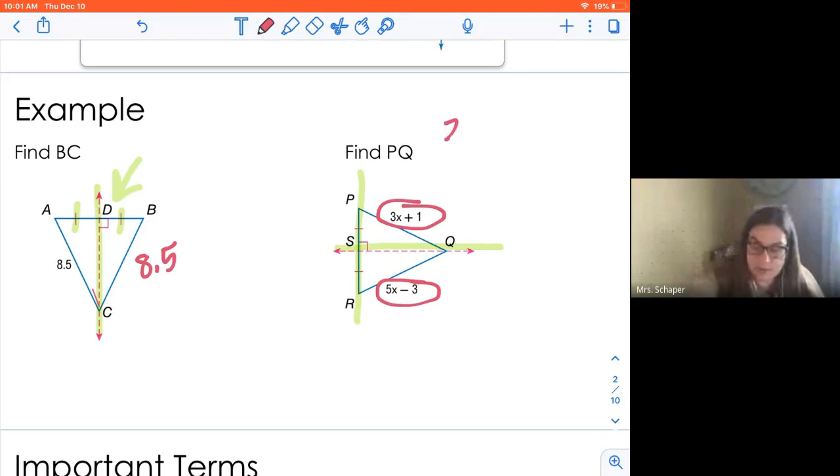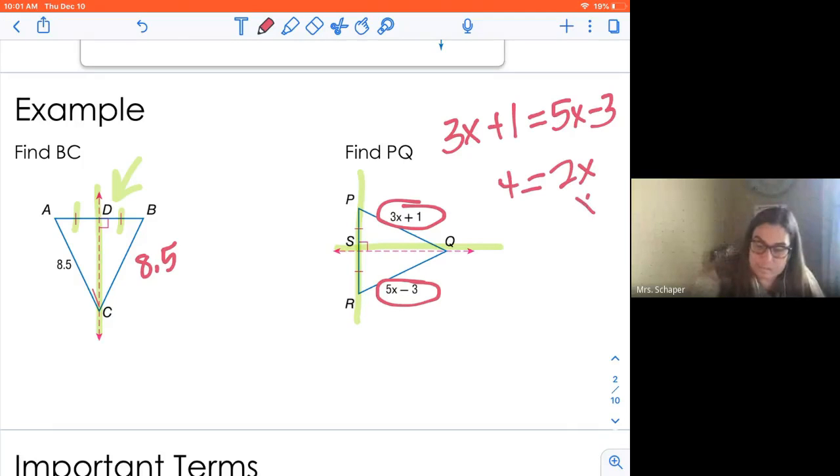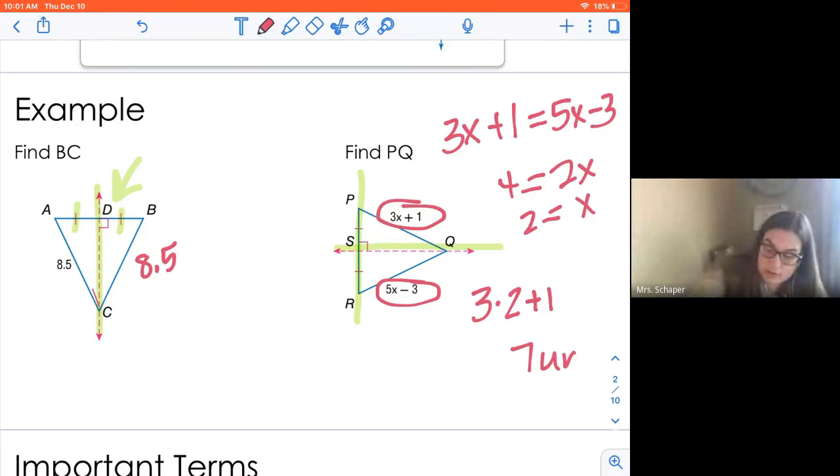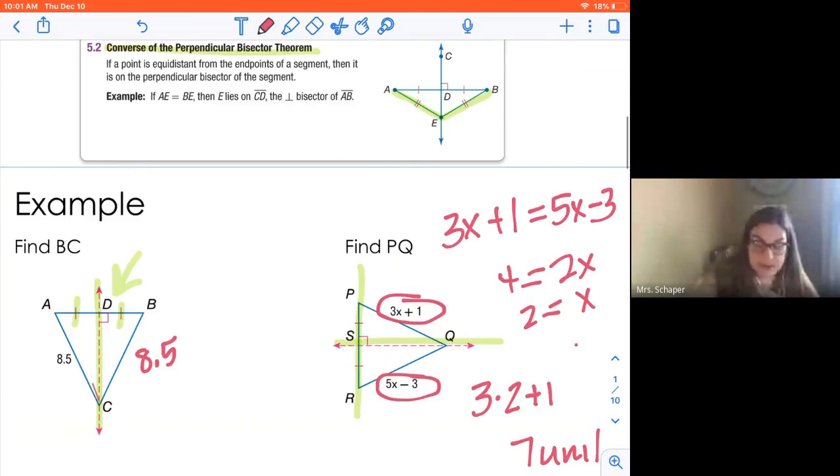So we can set up the equation 3x plus 1 is equal to 5x minus 3. So 2x equals 4, x equals 2. Now, the question is asking us to find the measurement of PQ. So now I need to substitute 2 in for x. So 3 times 2 plus 1 is 7 units. Okay, so that's using the perpendicular bisector theorem.